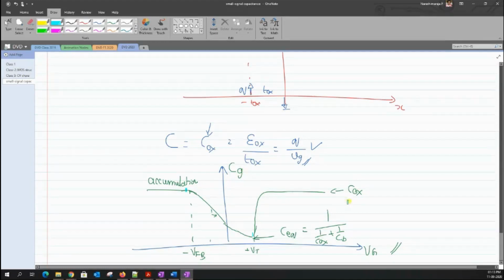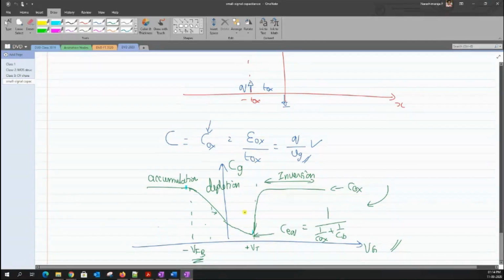Okay, so from the series combination, we have reverted back to a single capacitor structure. Clear? Now, clearly, this graph helps us identify the flat band voltage, because it is this flat band voltage that separates the accumulation region from the depletion region. It also helps us identify the threshold voltage of the device just by looking at this graph. Clear? And this threshold voltage is the one that differentiates the depletion region from the inversion region.